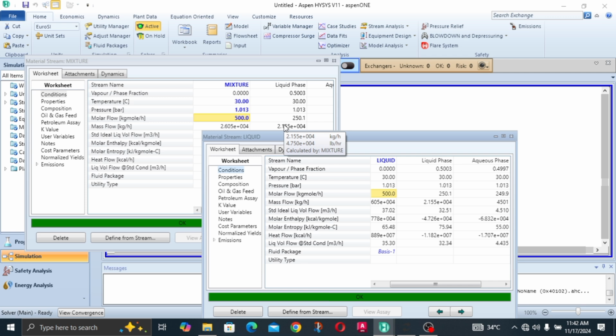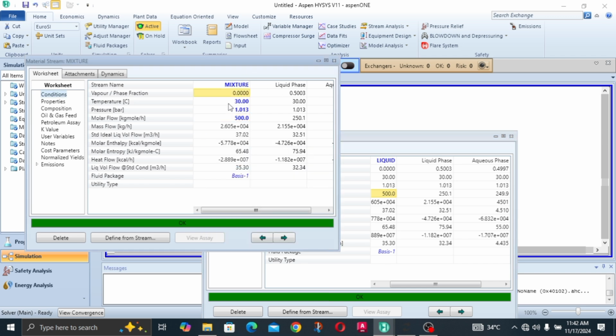And remember, for the gas outlet we're having 0, which means nothing was coming out. So the whole 500 going inside the separator came out through the bottom. That's why we have 500 kilogram mole per hour as our flow rate. The same thing that came in went out through the liquid completely. And the reason for this is that this is our mixture. The vapor fraction shows it is completely liquid.